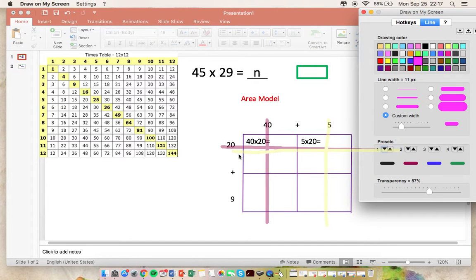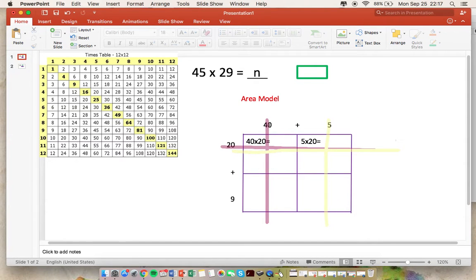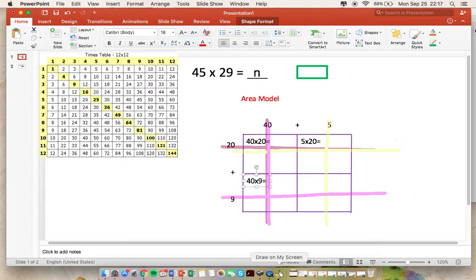I'm going to change my color again, and I'm going to look here at 40 again. 40 straight down. And I want to see what's in this box, and I'm going to go to my 9 and go across. And they meet right here, so that's 40 times 9. Go ahead and put that in, writing that in the top corner.